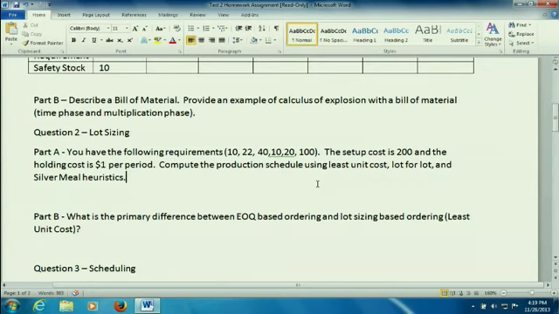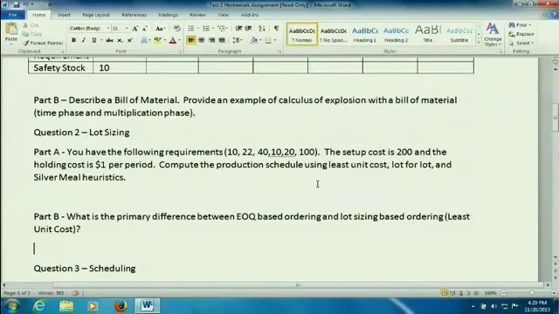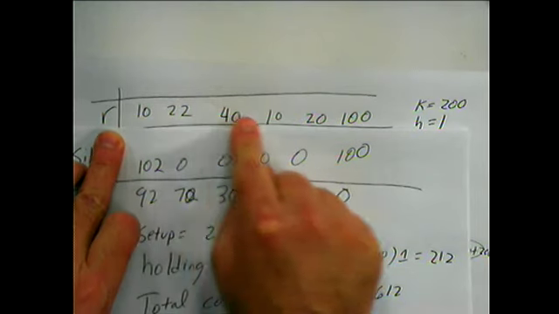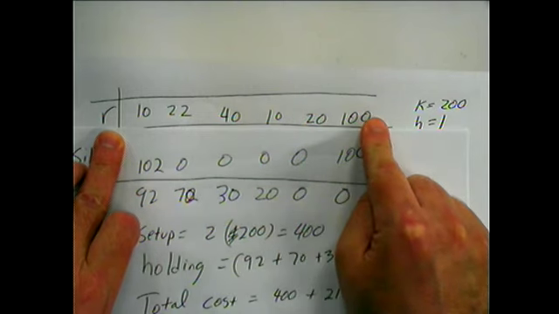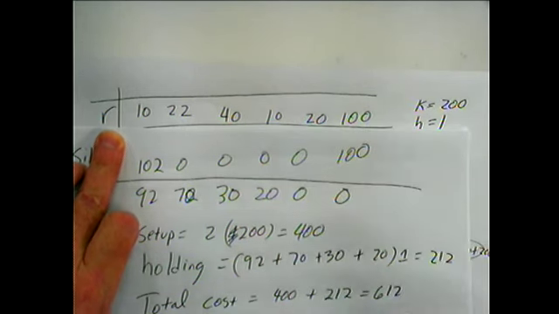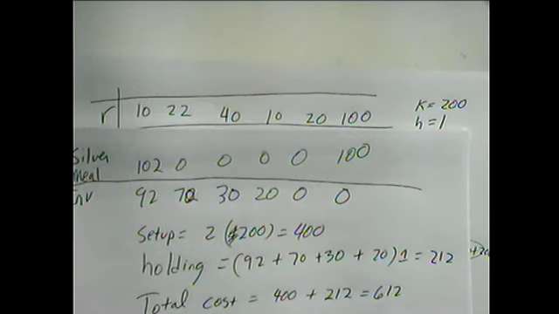What is the primary difference between EOQ ordering and lot sizing based on least unit cost or anything else? EOQ assumes what? Constant demand. This assumes demand is based on a pattern that you know. It's deterministic, but look, requirements go 10, 22, 40, 20, 100, okay? Makes sense. When you use EOQ, it's straight constant demand versus a demand that varies with time period. So EOQ is totally constant. Doesn't change.